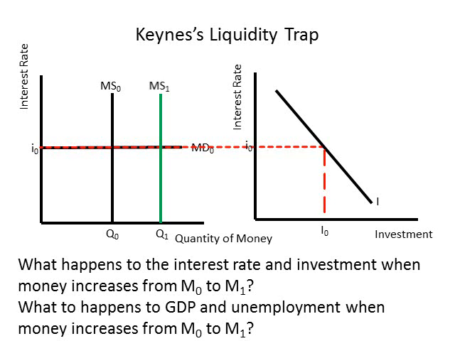This situation is known as a liquidity trap, because even though there are increases in the money supply, there are no decreases in the interest rate and no increases in either investment or GDP.